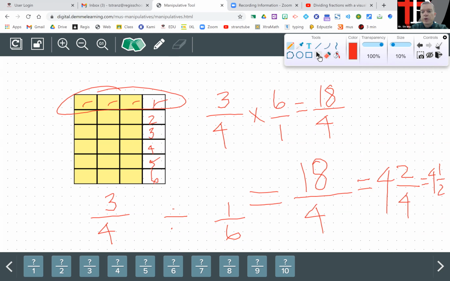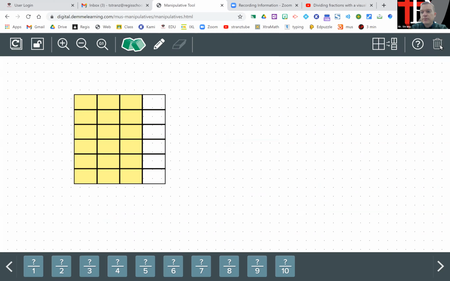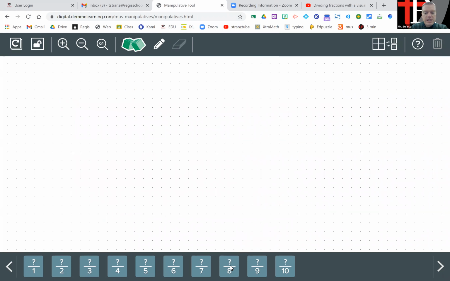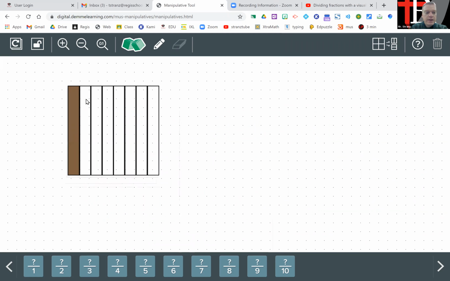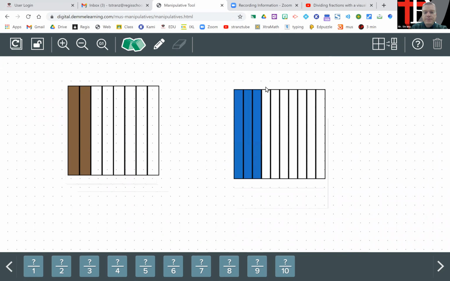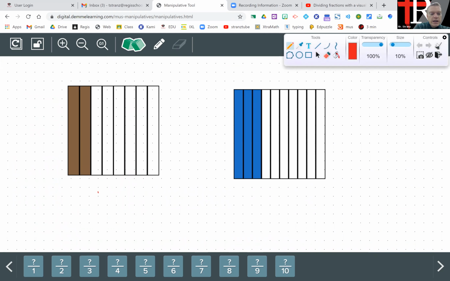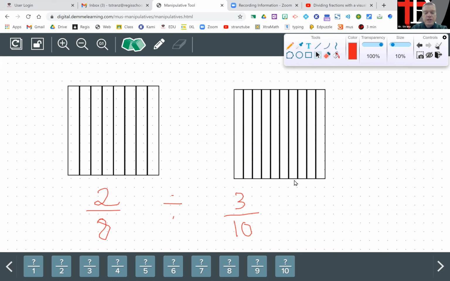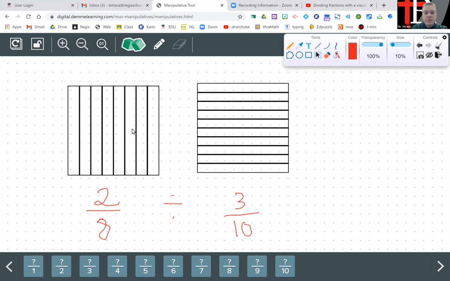All right, let's do one more division problem. So let's say I had 2/8, and I'm going to divide that by 3/10. Okay, I'm going to write this problem down. So I have 2/8, and I'm dividing that by 3/10. Okay, again, I'm going to take the colors away for a minute. But just remember, it's 2/8 divided by 3/10. Okay, I'm going to change my tenths sideways and put it over.